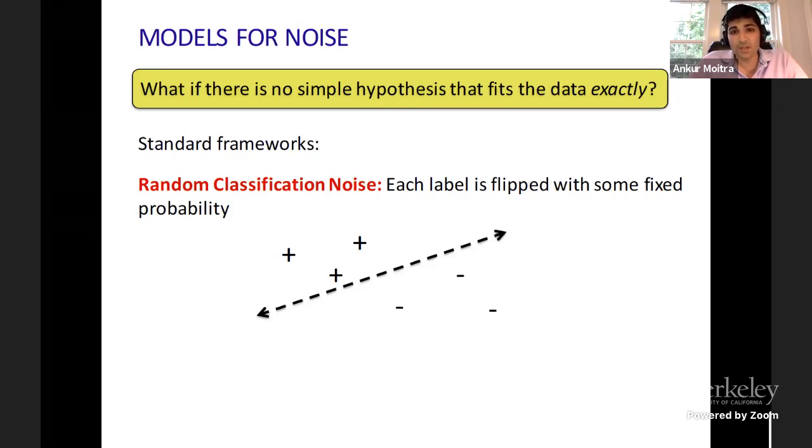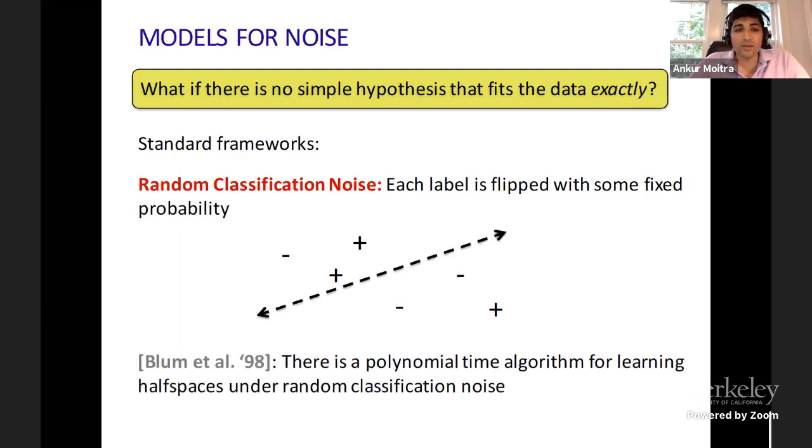And if I did flip the labels randomly and independently with some probability, let's say a third, I might get some collection of data that looks like this. Now there's a problem, which is that my class of hypotheses is the set of linear separators, the set of half spaces, but there is no half space that perfectly fits the data. At best, there's a half space that agrees quite well with the data.